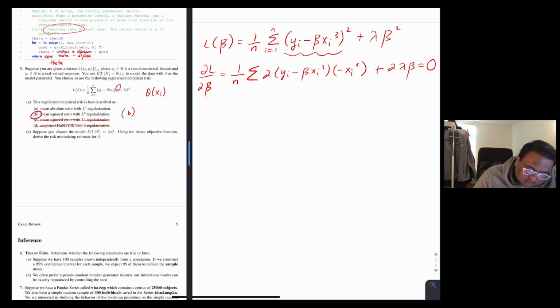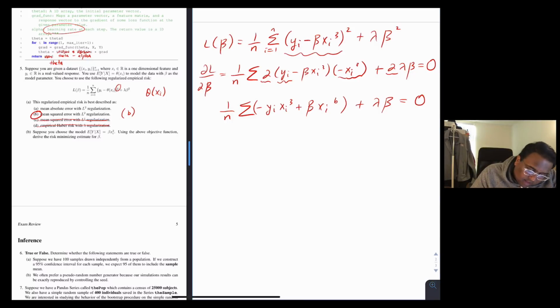Okay, so one thing we note is that we can divide both sides by 2 because there's a 2 here. So we can sort of ignore those. And so what we have is 1 over n times our sum. Now let's combine like terms over here. Okay, so we have the sum of negative yi xi cubed plus beta xi to the 6 plus lambda beta is equal to 0.